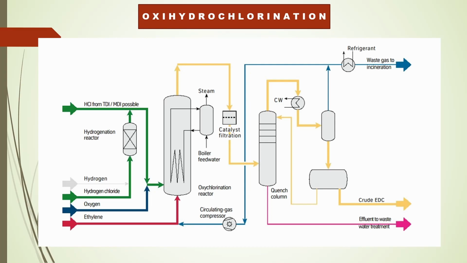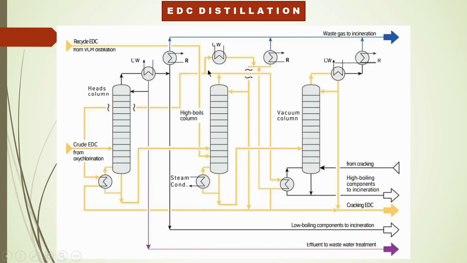Now here is the oxychlorination process, from where the hydrogen chloride, oxygen, and ethylene is sent to the fluidized bed reactor, where from the top side the EDC gets formed, and here the catalyst filter is used for the filtration of catalyst and reuse it into the reactor. Now it is sent to the EDC purification unit through a quench column to remove out the impurities like water and unreacted EDC. So this is our EDC purification or EDC distillation unit.